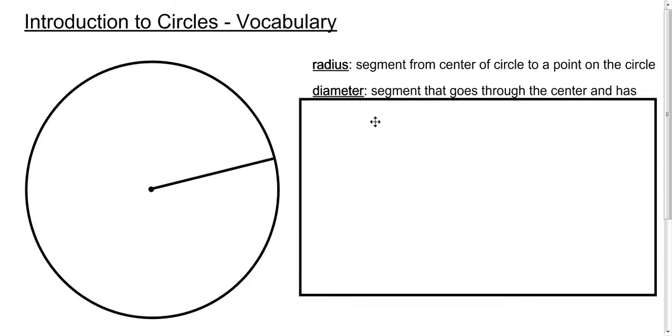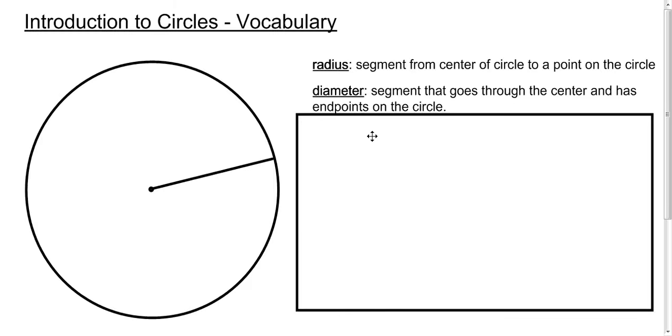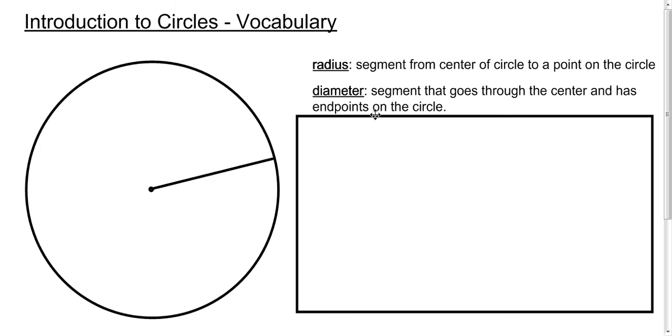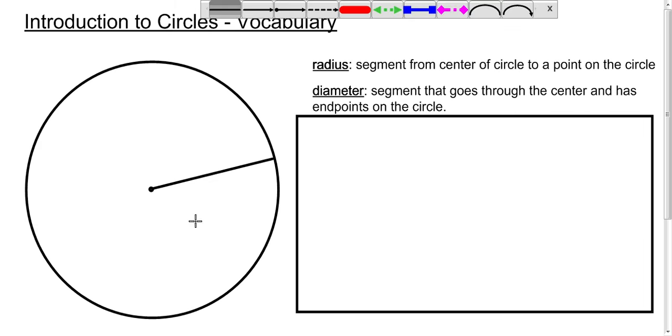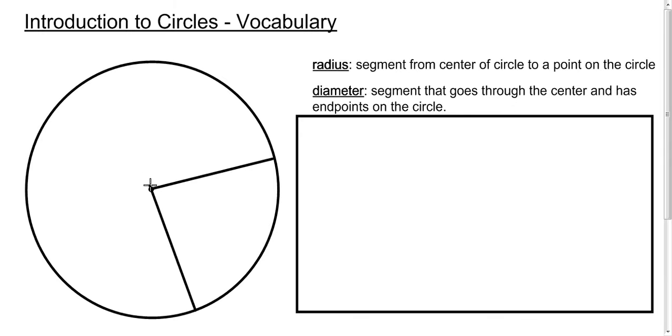Next term is a diameter. This is a segment that goes through the center and has endpoints on the circle. So this would be something where it starts on the circle and then it goes through the center. So this would be a diameter. Let's start dragging these here. This would be a radius, and a diameter would be, I'll turn it here, that. So those are radius and diameter, pretty common terms when you're talking about circles.